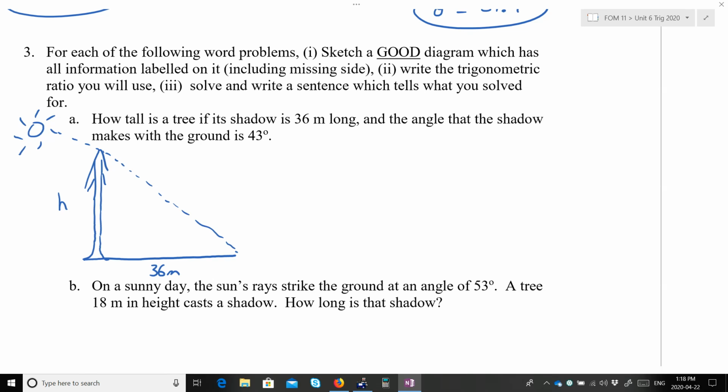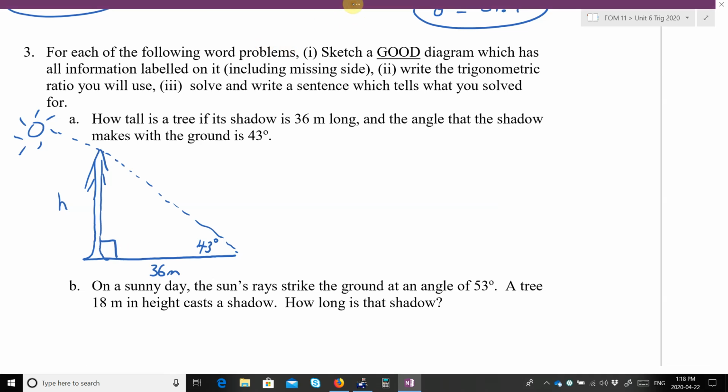Okay, so the shadow's 36 meters long. The angle that the shadow makes with the ground is 43 degrees. They're talking about that angle right there. It should really maybe say the angle that the sun makes with the ground. That's kind of a confusing question. Okay, how tall is the tree? We're looking for h. Okay, and so the implied 90-degree angle then is right here. So there's where your 90 degrees is.